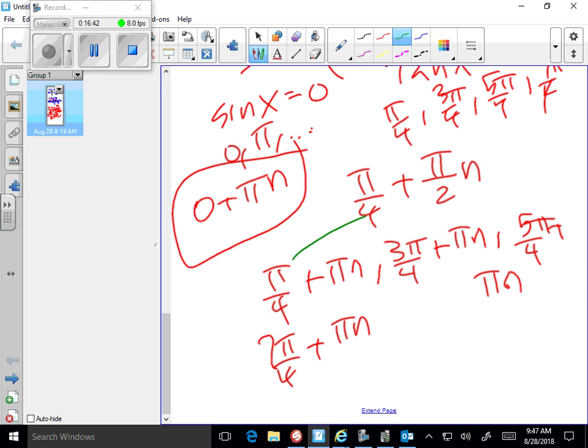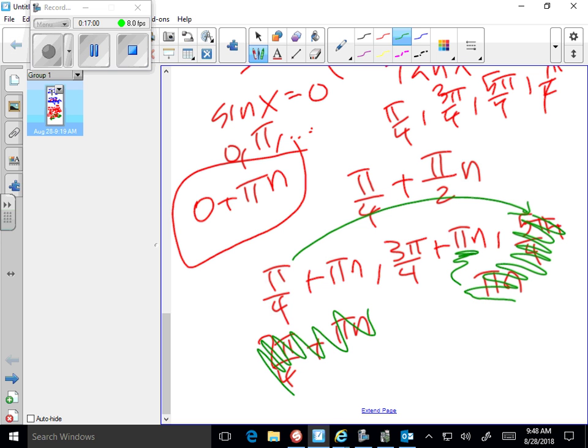The distance from this one to this one is pi. So why do you have this? I don't need this. This is covered by all of these. The distance from here to here is also pi. So I've already got all the pi distanced ones taken care of. So I would only need those two.